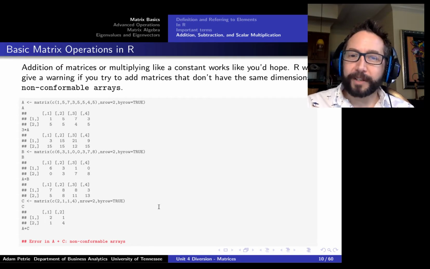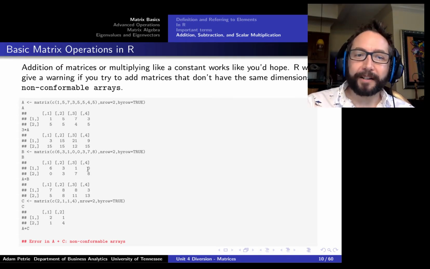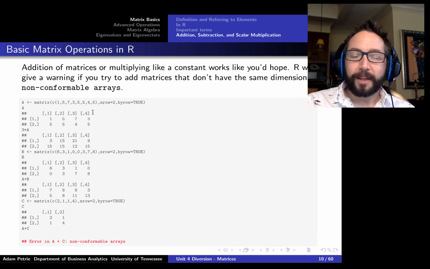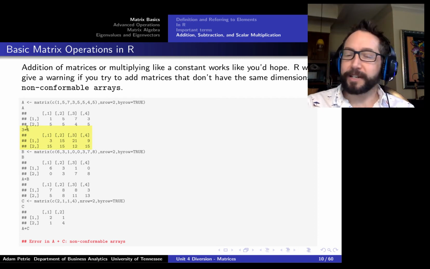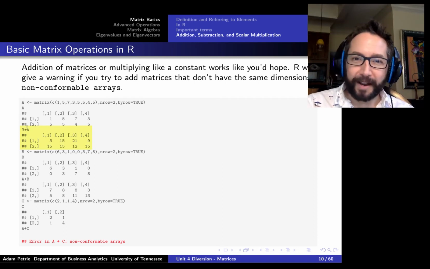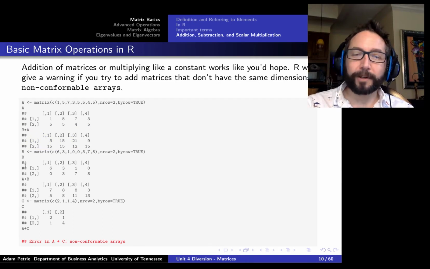So how would we do this in R? Well, if we define our matrix A to look like this, 2 rows and 4 columns, then we could multiply each element by, say, 3, just by saying 3 times A. If we defined another matrix B that had the same size as A, 2 rows and 4 columns, we would be able to add them together just with A plus B. And each element of the addition would be the sum of the corresponding elements of the two matrices going into the sum.